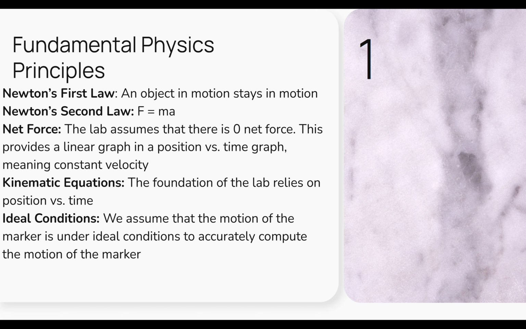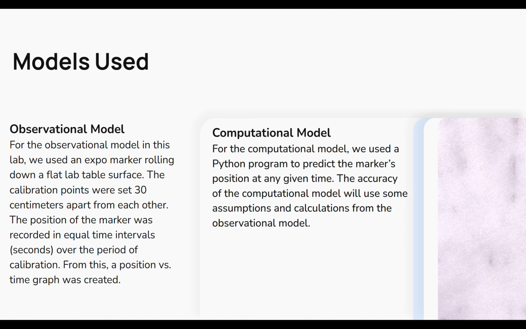Obviously, kinematic equations to base position off of time, and ideal conditions. Ideal conditions are what make the computational model so accurate and are what are usually used in physics problems. That means no gravity, no air resistance, no friction, and no net force. The models used are the observational model and the computational model.